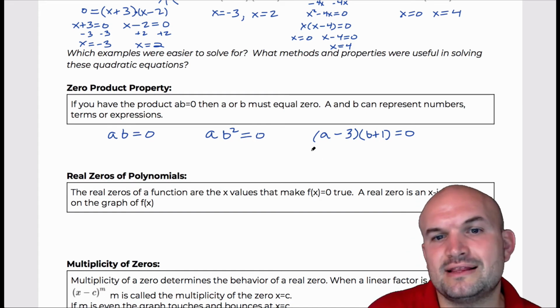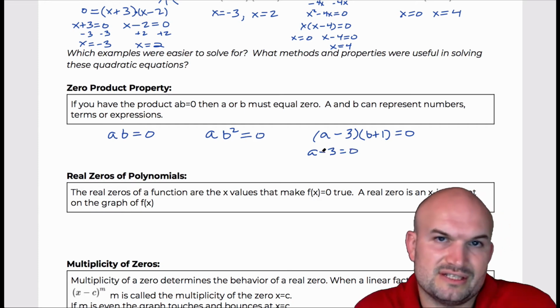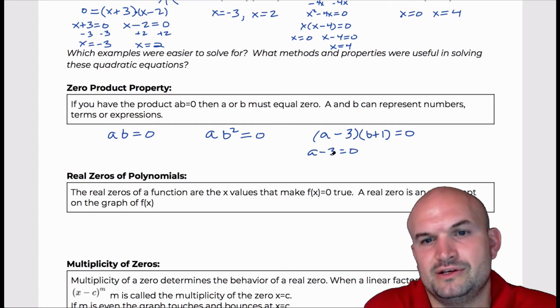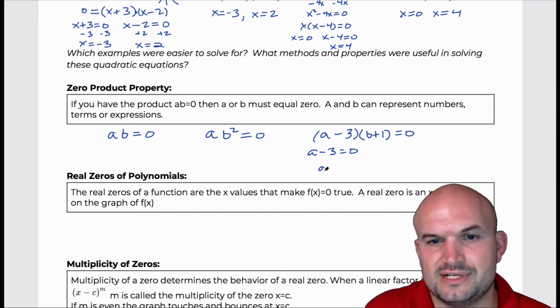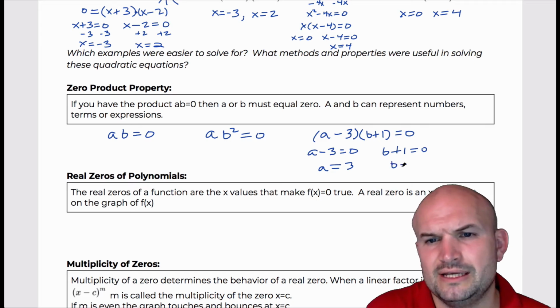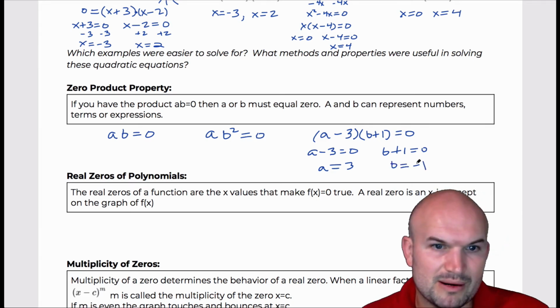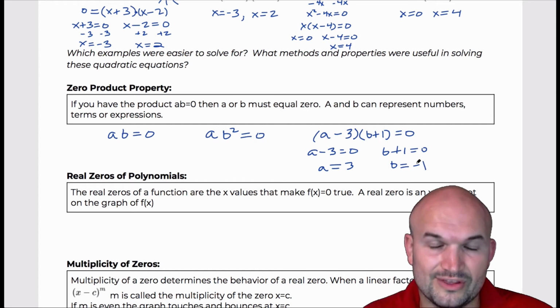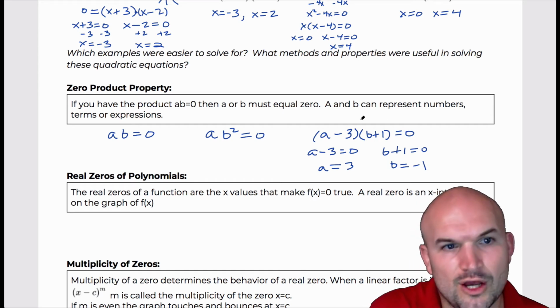And that's why we set them both equal to 0, because we want to say, what numbers make A minus 3 equal to 0? Well, obviously you can just say 3, because you plug 3 in, you get 0. Or you could add 3 to both sides and say A has to equal 3. And then you say B plus 1 equals 0, so B equals -1.